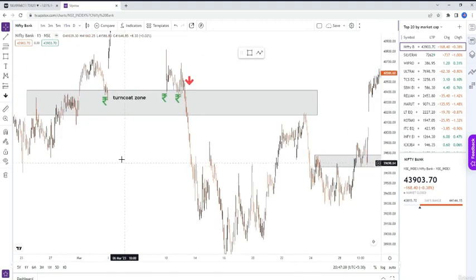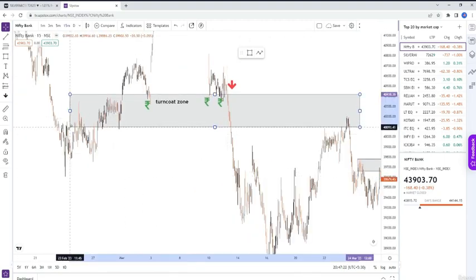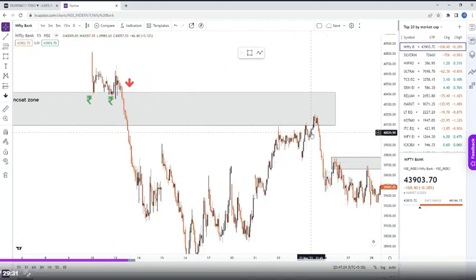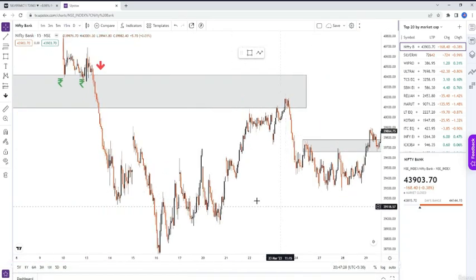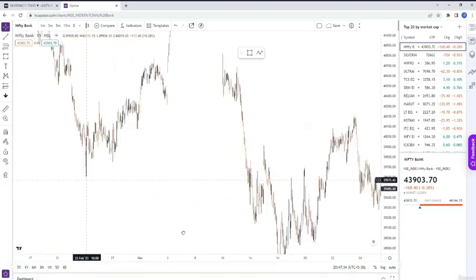And see, when we got to this area, there was a perfect rejection from it. So the market is always going to respect this area. We should never miss this. I will show you multiple examples.